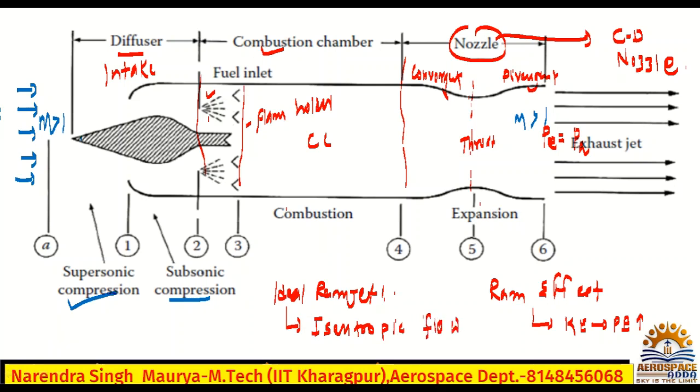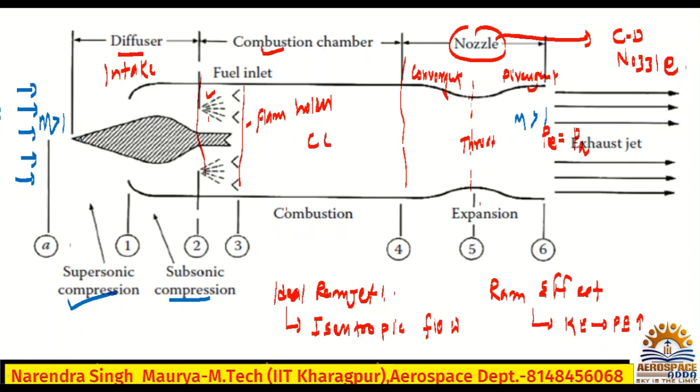So where is the intake? This is the intake. Check. See, in the intake, we don't have any heat addition, we don't have any heat rejection. In intake, I'm telling. Similarly, in nozzle also, we don't have any heat addition, we don't have any heat rejection. So means total temperature must be constant in intake.